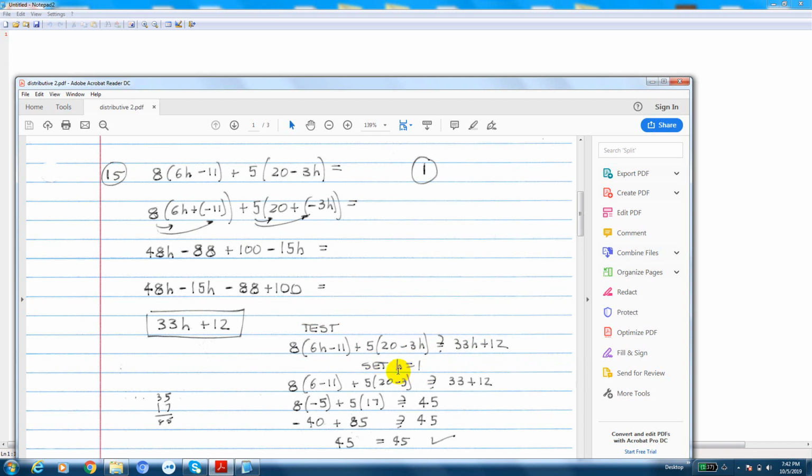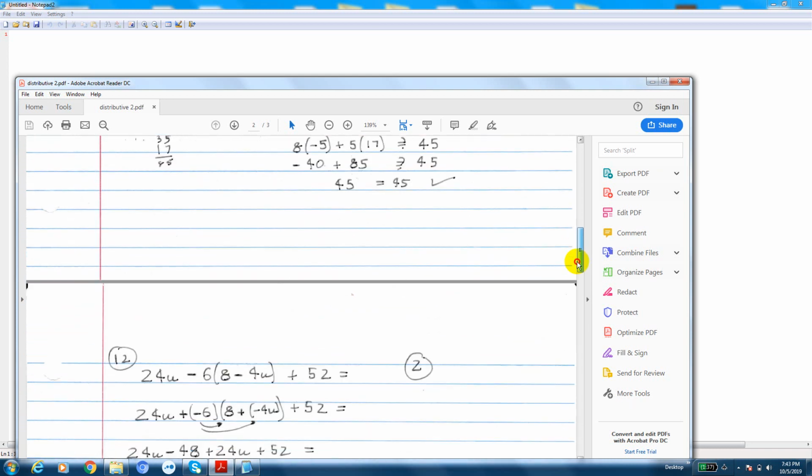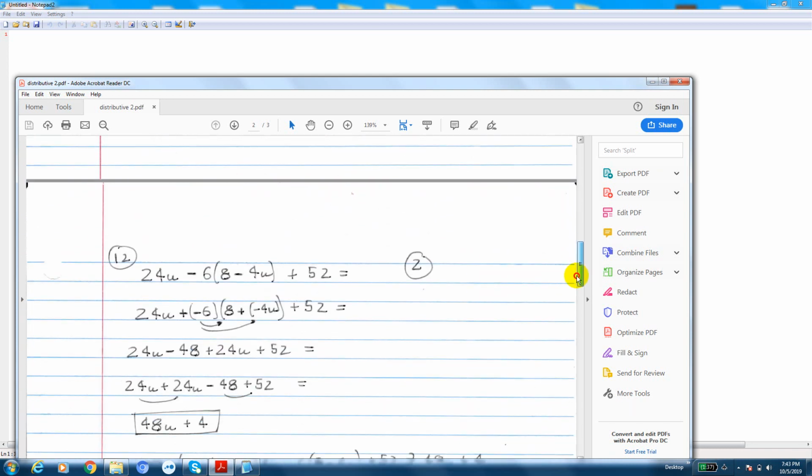So you set h to be 1, you do 6h, which is 6 minus 11, and then 20 minus 3, because h is 1. Here you do 33h plus 12, h is 1, so it's just 33 plus 12. You do the math, and you get the answer, 45 equals 45. So guess what? The chances of you doing this problem correctly are about 99%. So that's a great way to check yourself.